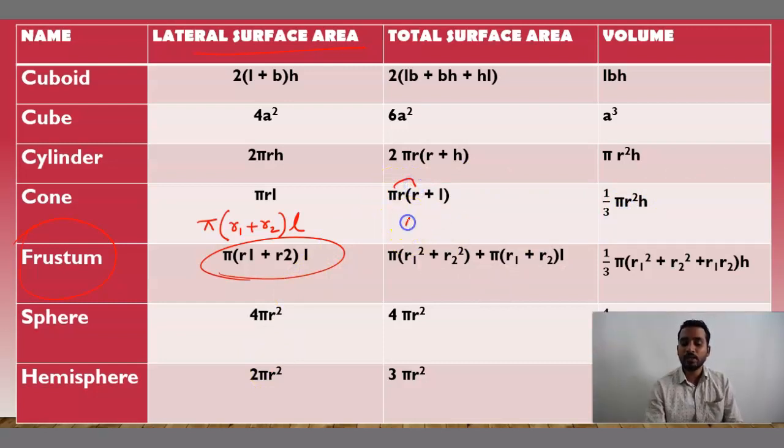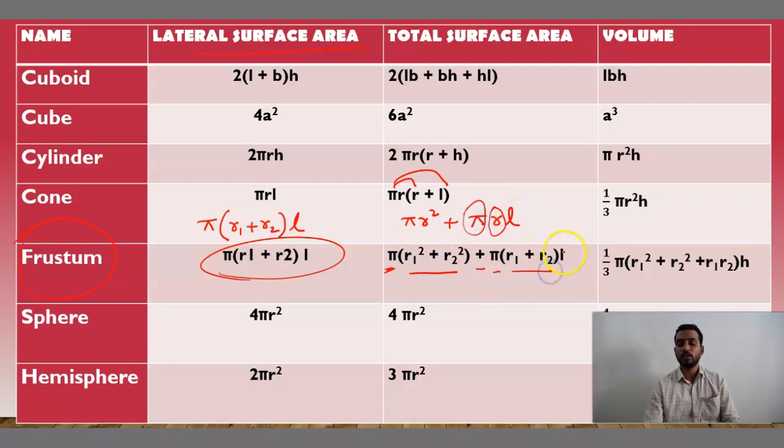Similarly, if you want the total surface area of a cone, first you multiply this. Pi R into R becomes pi R square, plus pi R into L becomes pi R L. Now what do we write? Pi is as it is, R square. I said R means R1 plus R2, and R square means R1 square plus R2 square. Plus, as it is, again pi as it is. Here we have R, so R1 plus R2. L as it is. Simple.